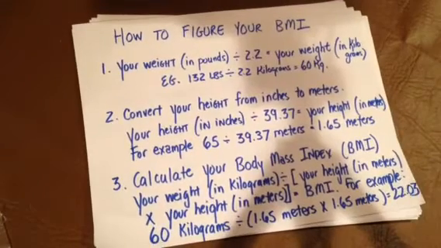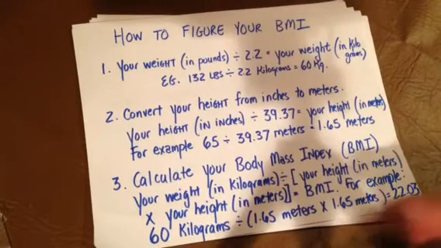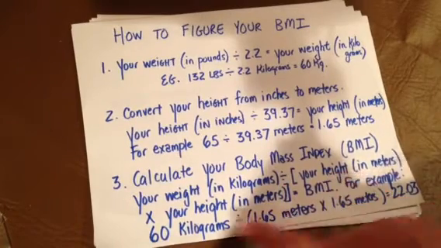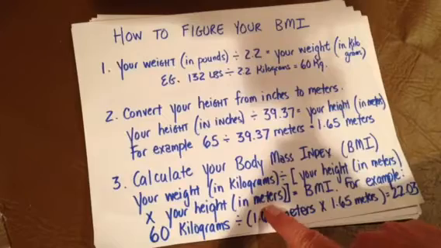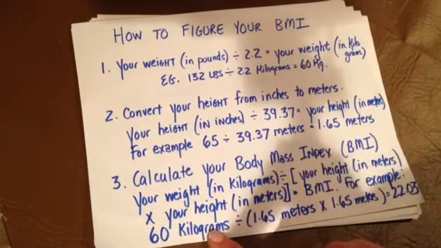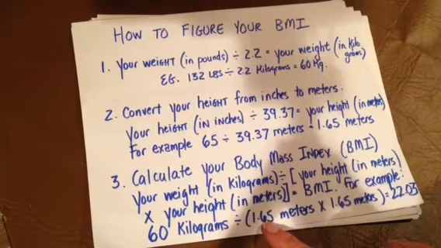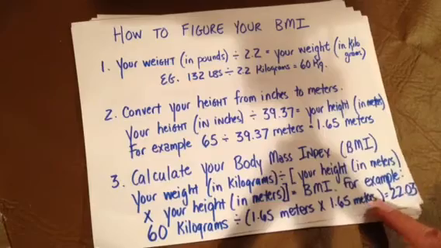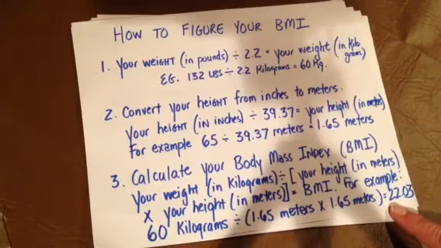The last step is to calculate your BMI. Your weight in kilograms divided by your height in meters times your height in meters equals your BMI. An example would be 60 kilograms divided by 1.65 meters times 1.65 meters equals 22.03.